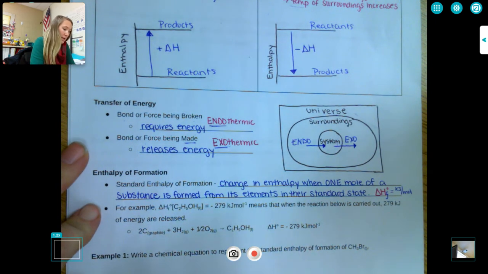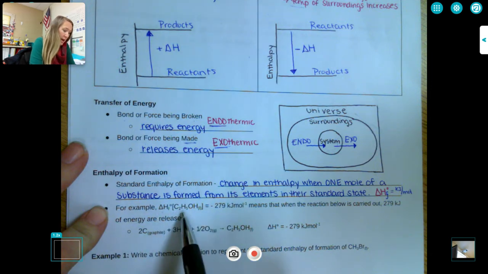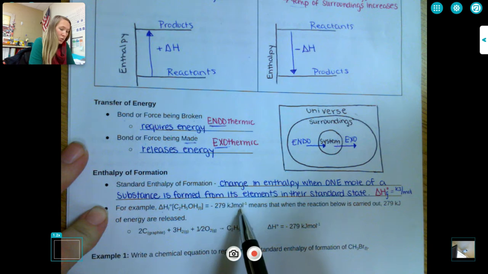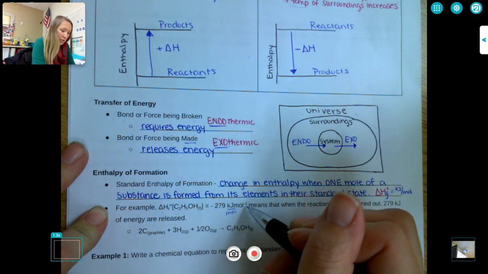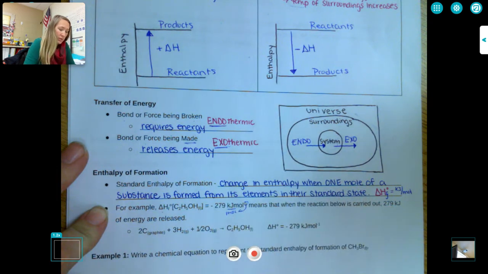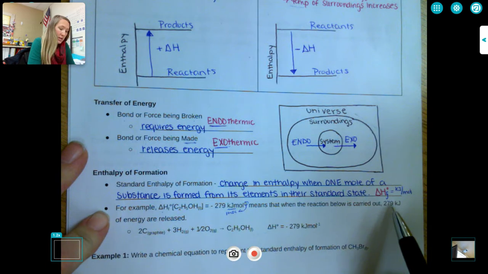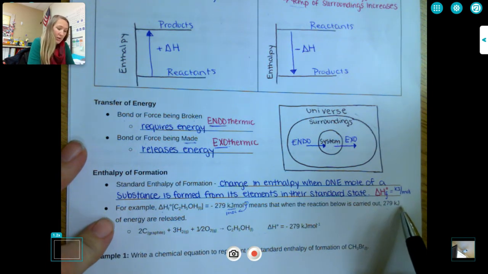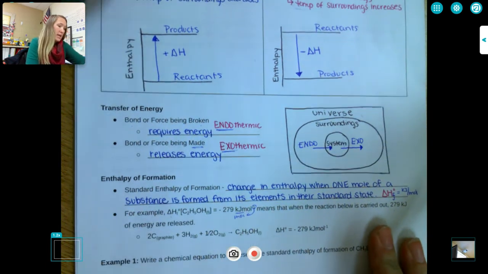So for example, if I was told that the standard enthalpy of formation for this guy, which is ethanol, is negative 279 kilojoules mole negative 1, which is the same as writing kilojoules per mole, right? That's what this negative 1 means. It's down here. This means that when the reaction below is carried out, so here's a reaction, 279 kilojoules of energy are released. So we would show that by saying, okay, heat of formation.